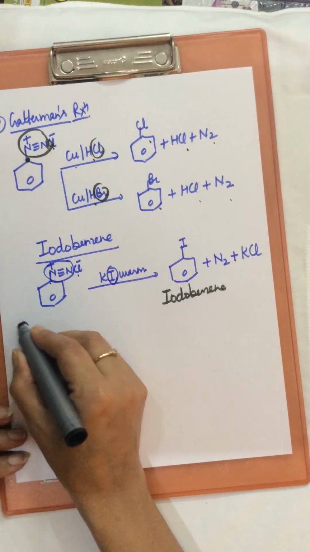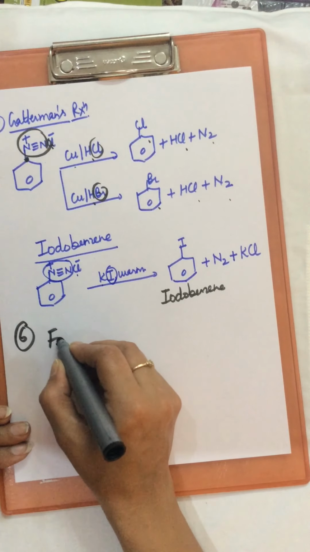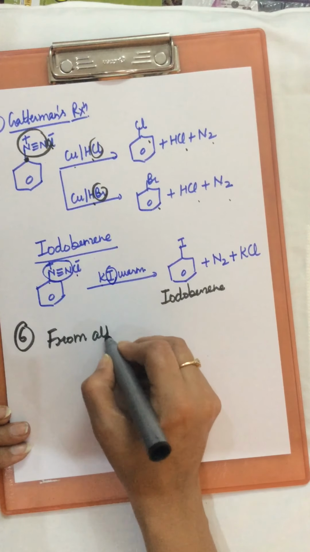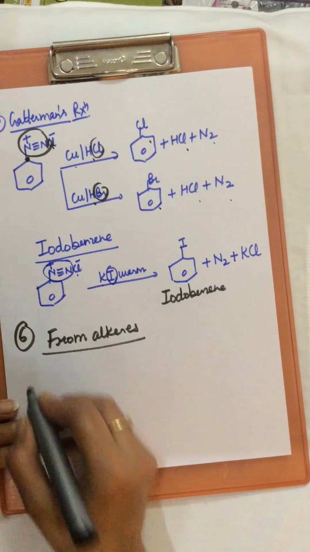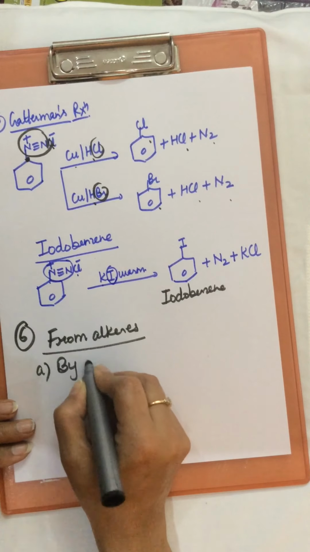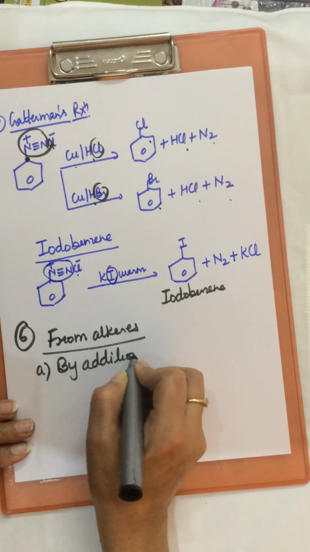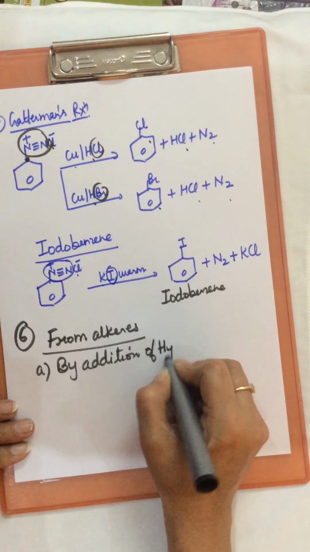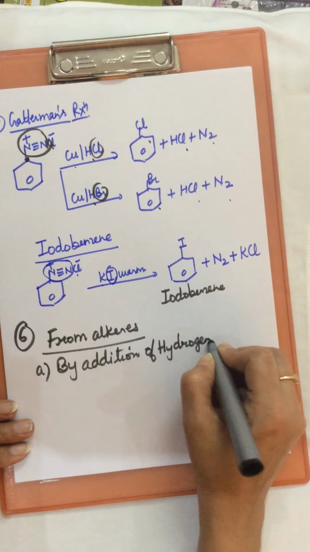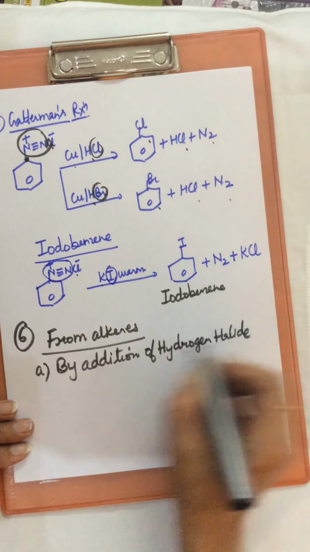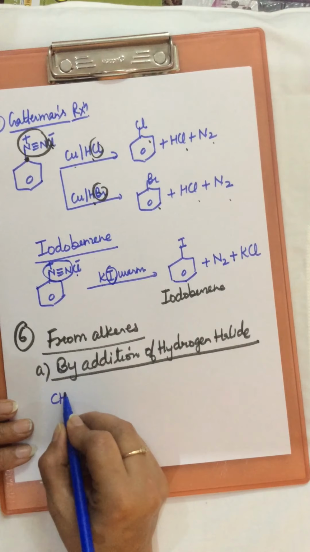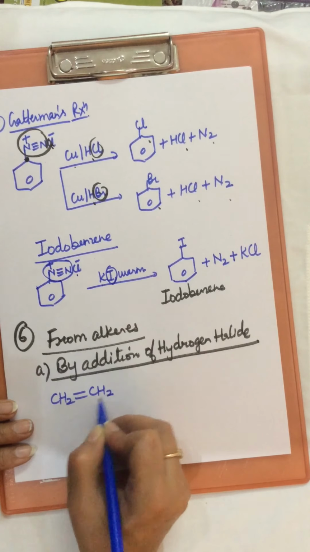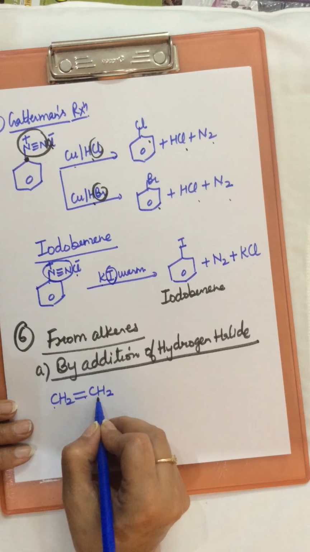A sixth method, from alkenes to prepare haloalkanes. From alkenes, there are two methods. First method, by addition of hydrogen halide. Hydrogen halide means HCl or HBr we will take here. Symmetrical alkene: symmetrical means that on both sides of the double bond we have the same number of carbon atoms, both sides are similar.